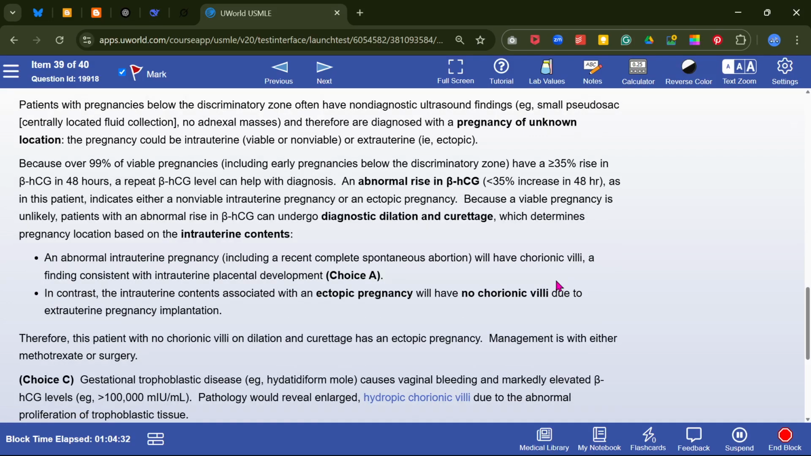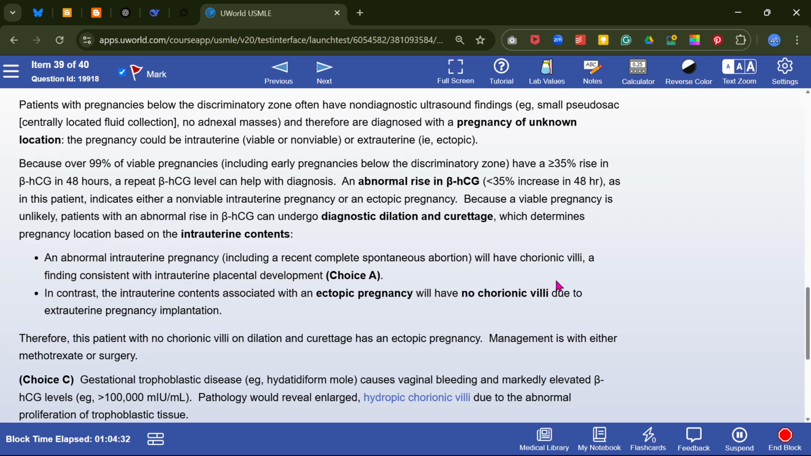An abnormal intrauterine pregnancy, including a recent complete spontaneous abortion, will have chorionic villi, a finding consistent with intrauterine placental development. In contrast, the intrauterine content associated with ectopic pregnancy will have no chorionic villi due to their extrauterine implantation. Therefore, this patient has no chorionic villi on dilatation and curettage, as in an ectopic pregnancy. If there is chorionic villi, it may be complete abortion.